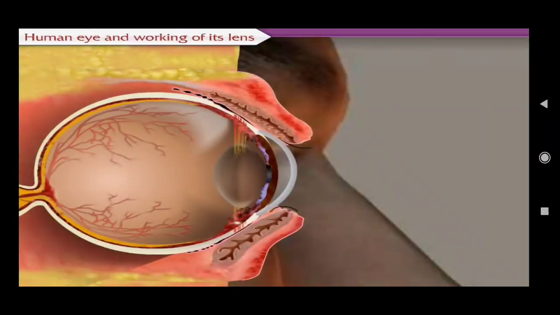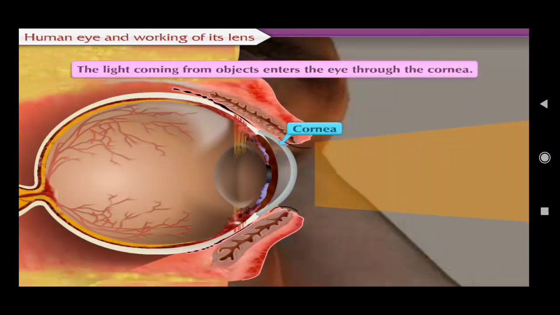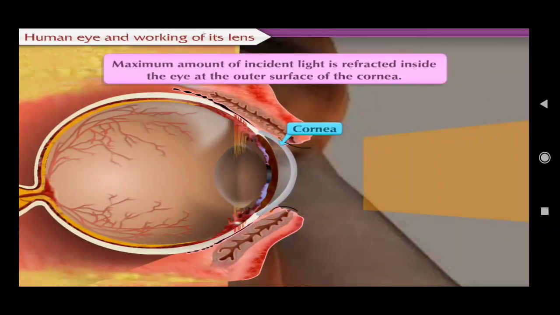and working of its lens. The human eye has a very thin transparent membrane or cover. This is called the cornea. The light coming from objects enters the eye through the cornea. Maximum amount of incident light is refracted inside the eye at the outer surface of the cornea.